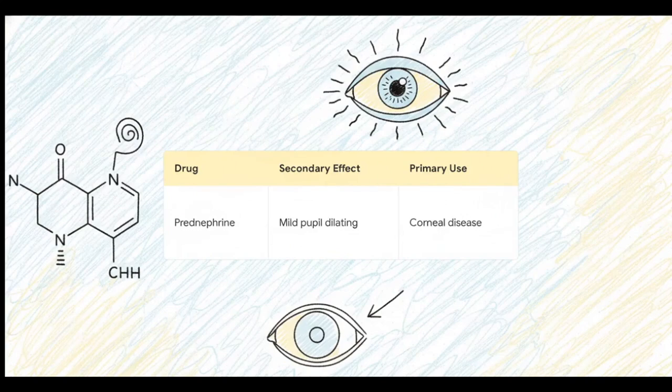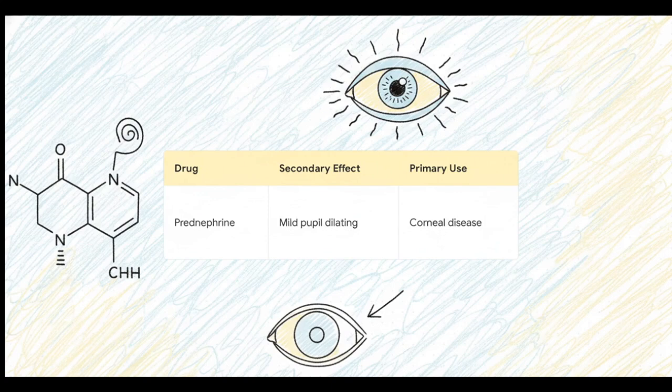And that leads right into our final section, Section 4, Managing Specific Medications. Let's take a really close look at the drug Prednephrine. And this brilliantly illustrates the nuance we're talking about, because this specific medication has these unique dual actions. Sure, it treats inflammation, but it also has this mild pupil-dilating secondary effect that a doctor absolutely has to account for.